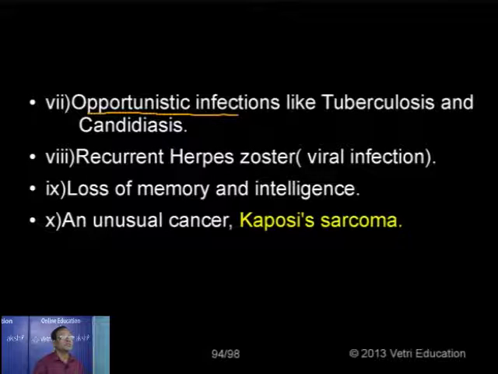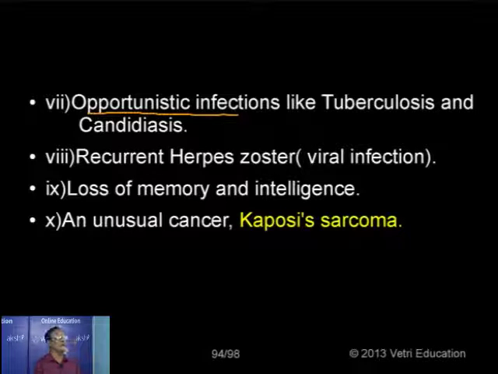Then opportunistic infections. Some pathogens are waiting for a chance to enter into the body. One such pathogen is the tuberculosis bacterium, that is, Mycobacterium tuberculosis. It is waiting for a chance to enter into the body once our immune system is lapsing. So because of the AIDS virus infection, as we are losing the immune power, immediately the tuberculosis bacterium enters into the body, causing the disease.